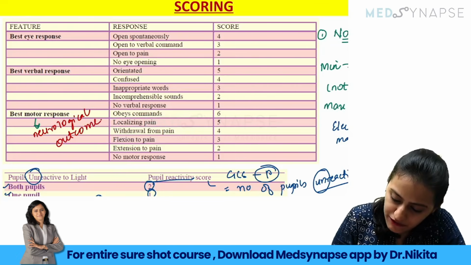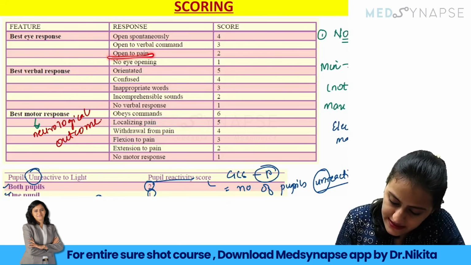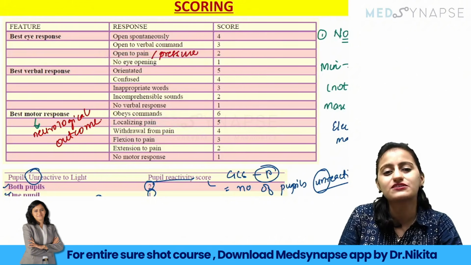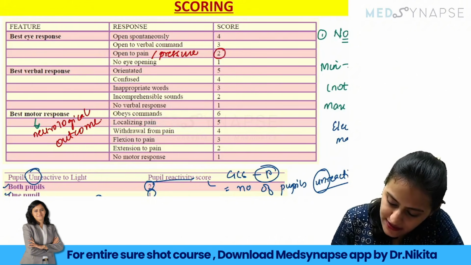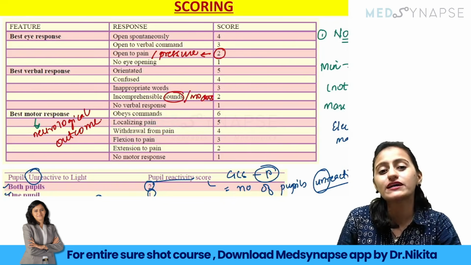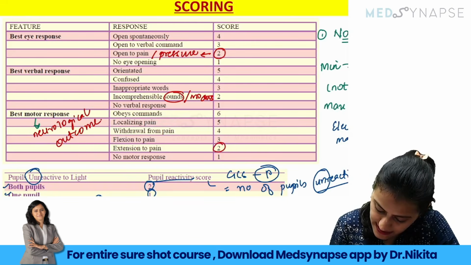Okay, so if you see here, at the score of 2, there is eye opening to pain or pressure. Okay, the extension, walking with pressure. So at the score of 2, it is pain and pressure, it is incomprehensible sounds, that is moaning, the shoe extension creates the sound, and it is extension.